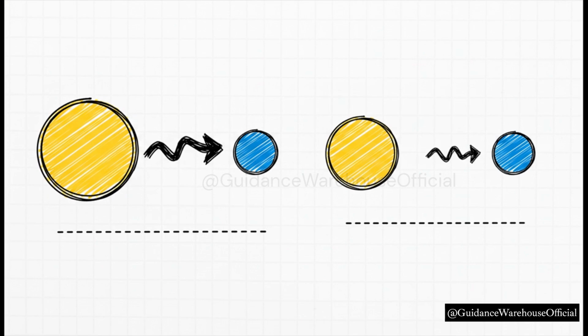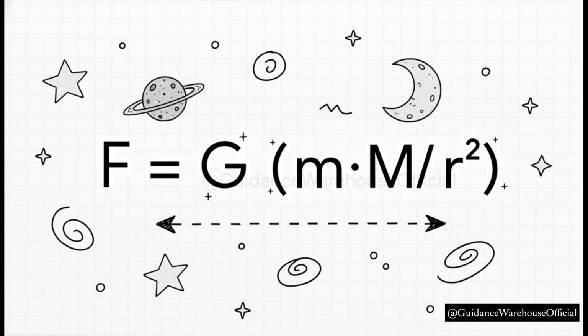And second, distance is a huge deal. As you double the distance between 2 objects, the gravitational force doesn't get cut in half. No, it drops all the way down to a quarter of what it was. This is called the inverse square law, and it means that gravity gets weaker really, really fast as things get farther apart. You put those 2 ideas together, and you get this beautiful, powerful equation. The force, F, is the product of the 2 masses, divided by the square of the distance, and then the whole thing is multiplied by this one special number, G.